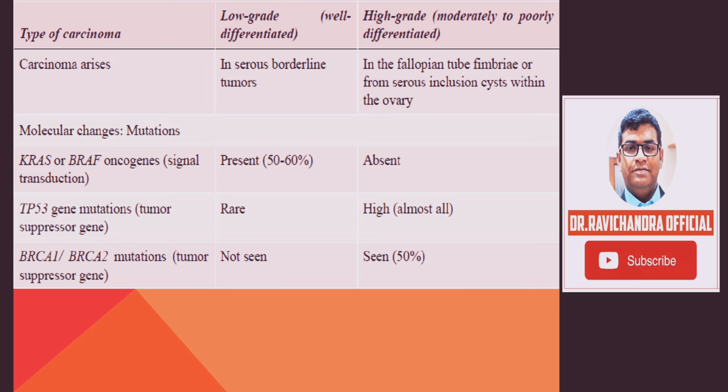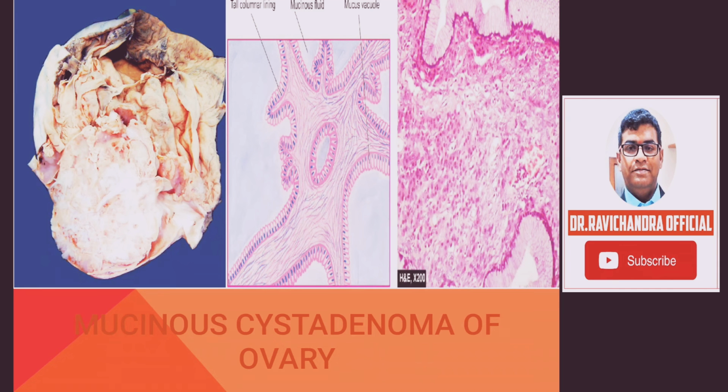TP53 mutations are rare in low-grade carcinomas, whereas they are almost always present in high-grade carcinomas. BRCA1 and BRCA2 mutations are not seen in low-grade carcinomas, whereas they are seen in 50% of the cases of high-grade carcinomas. Gross and microscopic picture of mucinous cystadenoma of ovary.